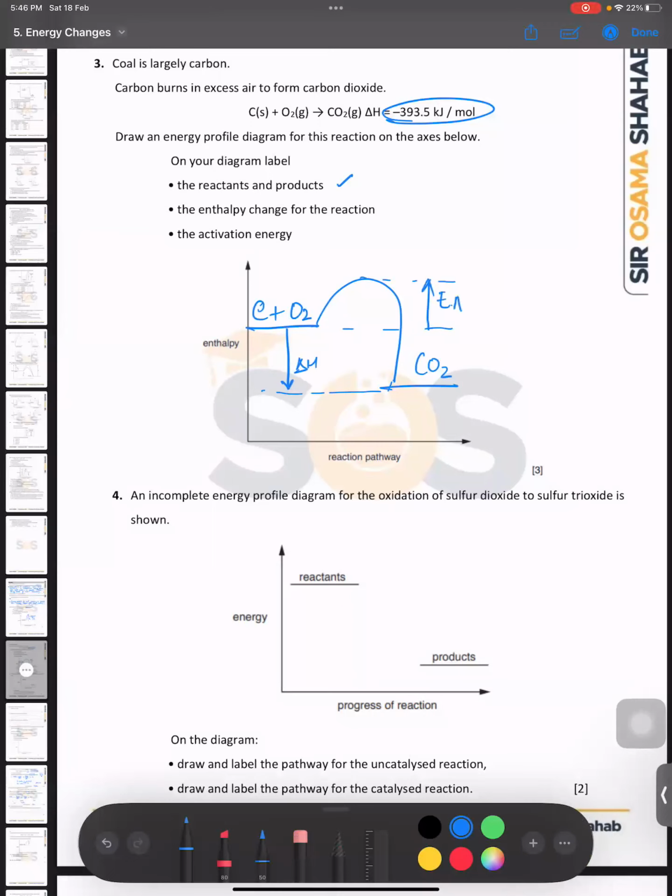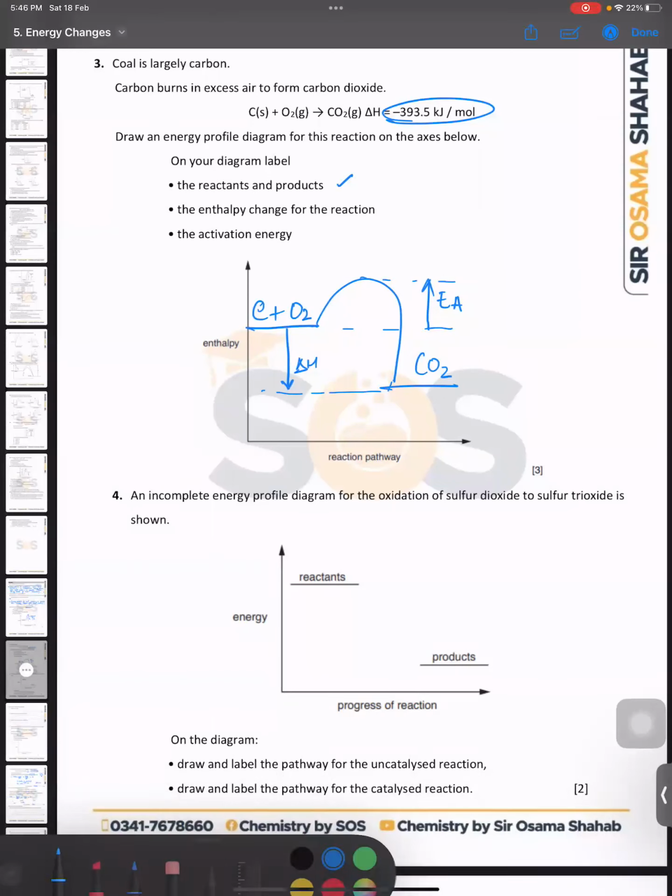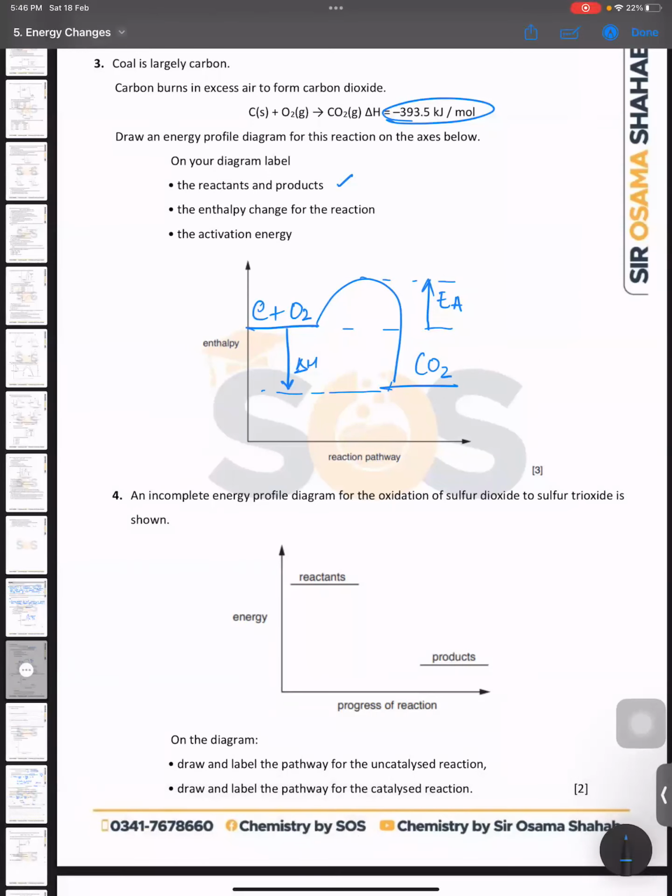Right, बच्चों? So इस तरह आपको 3 marks मिल जाएंगे. ठीक है बच्चों? Then इस बार आपने इसमें भी यही करना है, आपने जस्ट कंबाइन करना है. उसके बाद वो कह रहा है draw a labelled pathway for uncatalyzed reaction.